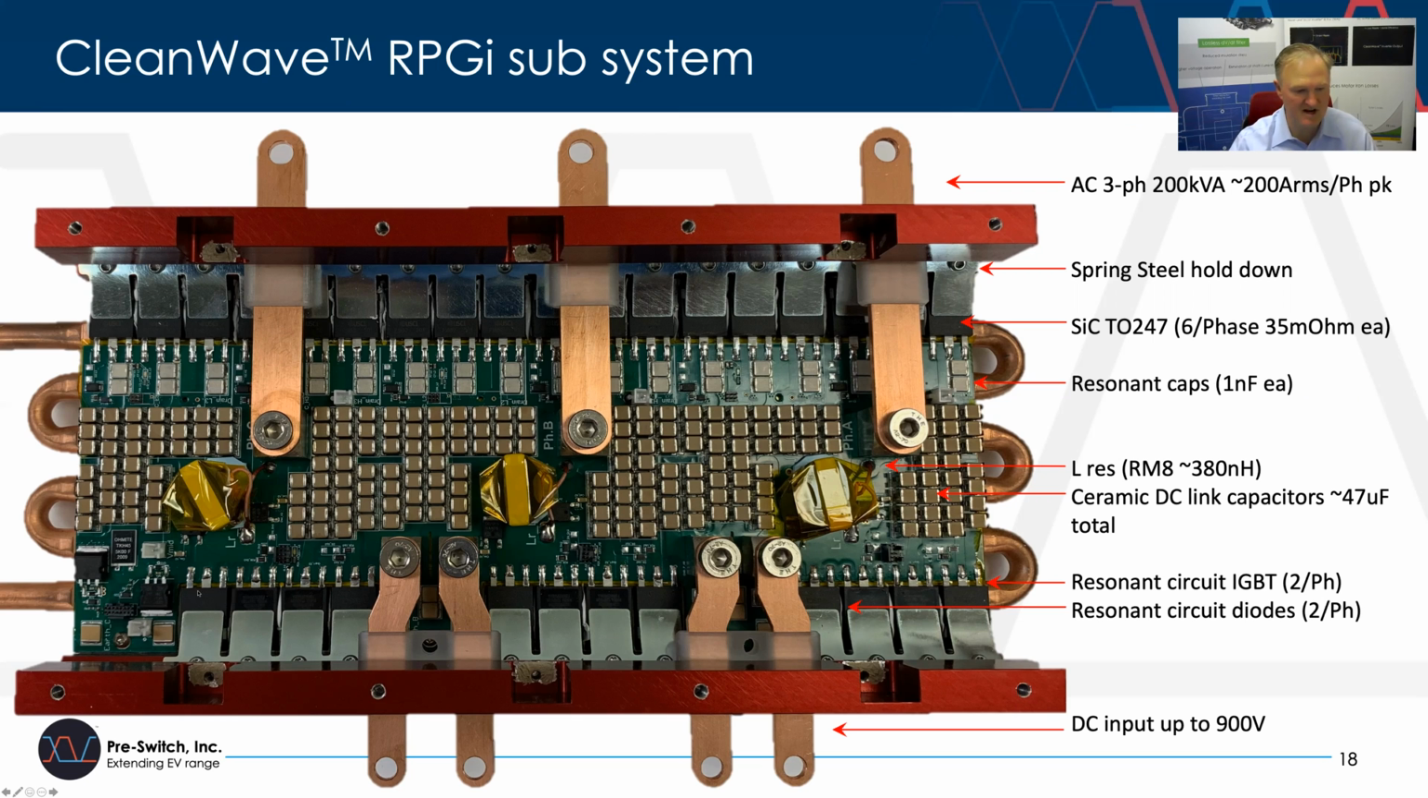On the left-hand side, this represents what we call the mid-rail balancing. It's what keeps the voltage source in the middle of the ARCP topology right at the mid-level of the voltage so that we can get accurate soft switching. On the bottom, of course, is the DC input, which could be up to 900 volts.